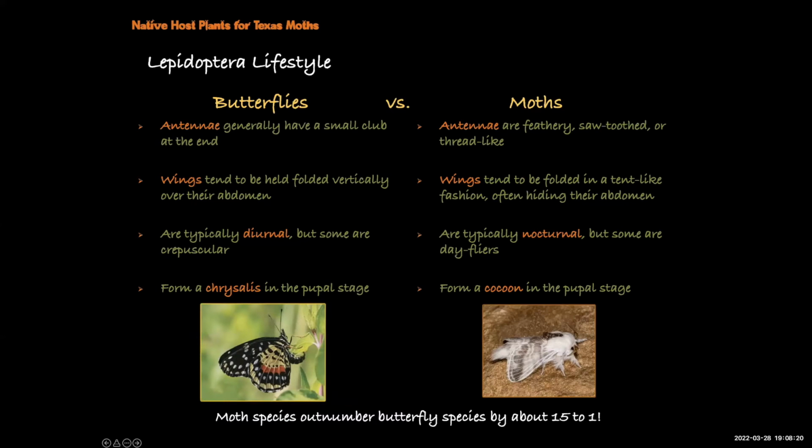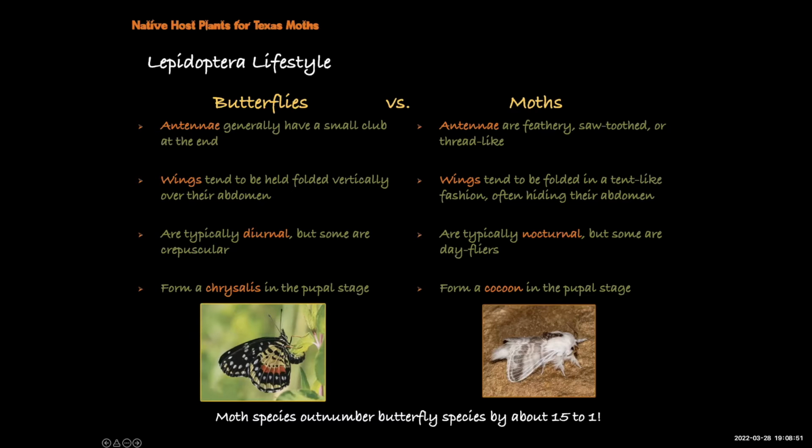In terms of what are the general differences between butterflies and moths, the antenna is one place to look. Butterflies' antennae generally have a small club at the end, whereas moths' antennas are feathery or sawtoothed or very thread-like. The wings of butterflies tend to be folded vertically over their abdomen. And for most moths, although not all, they tend to be folded in a tent-like fashion, often hiding their abdomen.